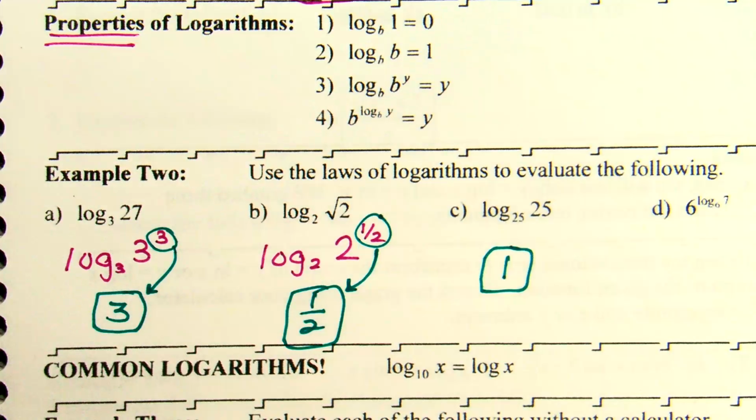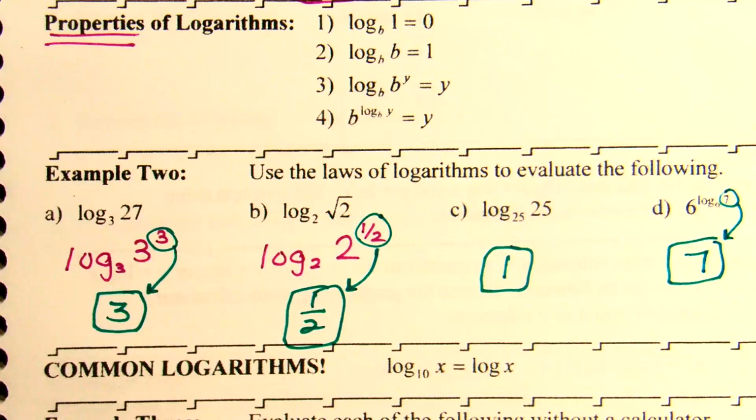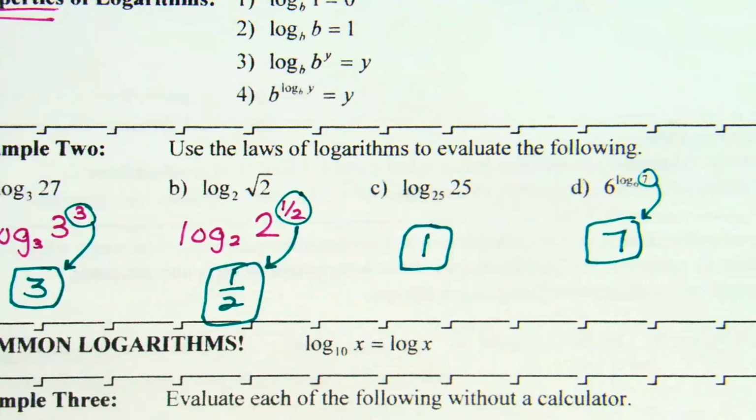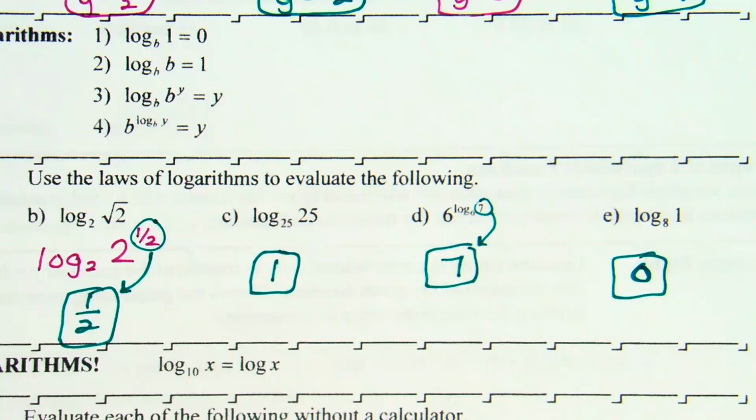Okay, D. That is 6 raised to the log base 6, I assume, of 7. What is this one equal to? 7. As long as those 6's match, it's equal to 7. And E. Log base 8 of 1. Of course. Log base 8 of 1 is 0, because log any base of 1 is always 0. Stick those in your head, okay? They randomly come up in math classes. They're good to know.